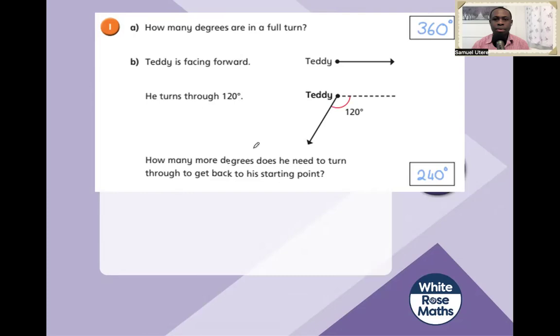Teddy is facing forward, and you can see the direction there. He turns through 120 degrees. How many more degrees does he need to turn through to get back to his starting point? Well, we know that the angle in a full turn is 360 degrees. So to get the angle he needs to turn some more to get to his original point, we have to subtract 120 degrees from 360 degrees, and this will give us 240 degrees.